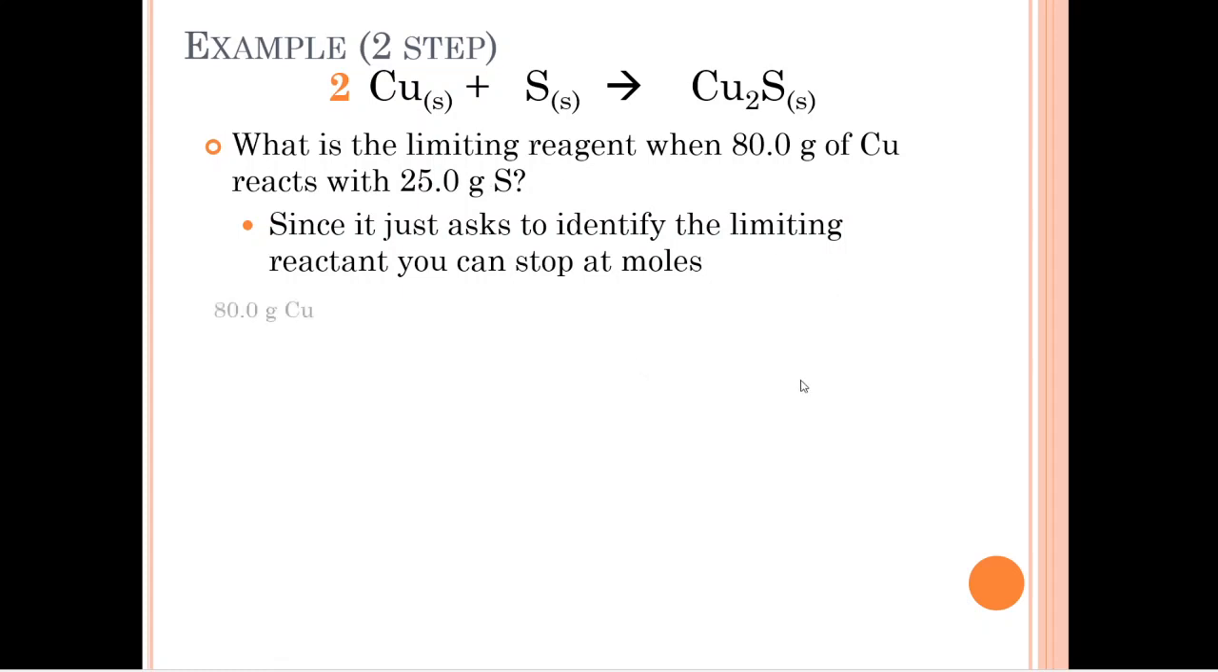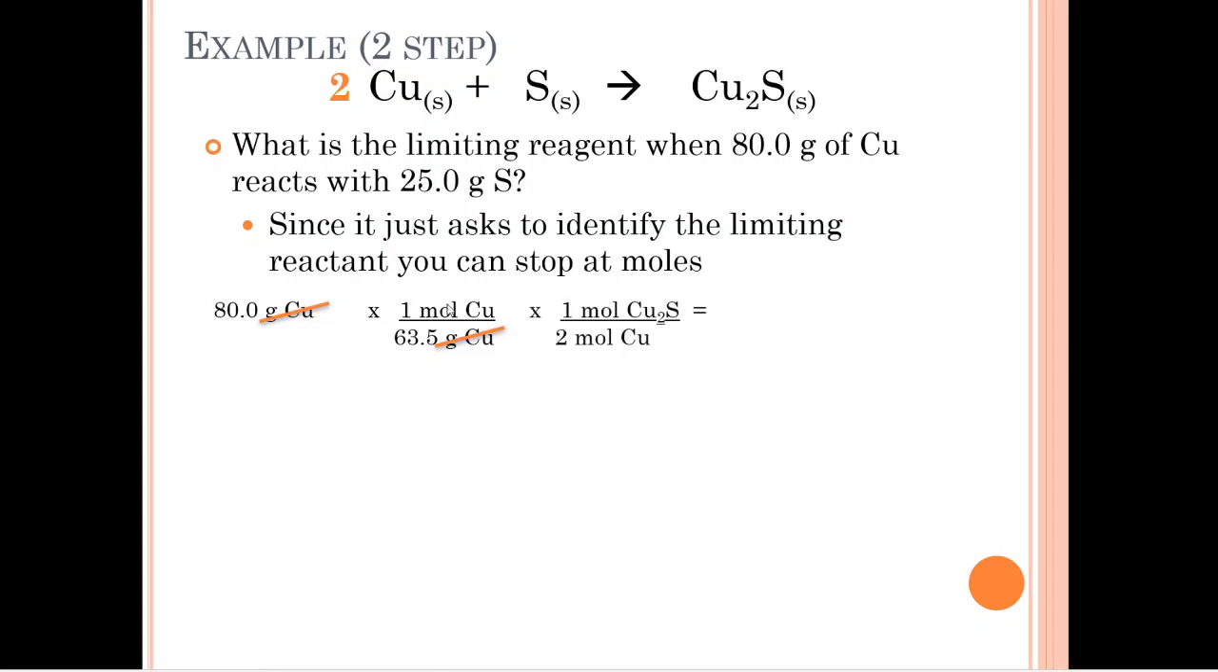So we start with grams here, 80 grams of copper, and we're going to multiply by our molar mass. Remember, when you see grams in the problem, you have to calculate the molar mass of whatever the grams are of. I calculated that copper has a molar mass of 63.5 grams per mole, straight off the periodic table. So now I have my conversion to moles, and the grams of copper will cancel.